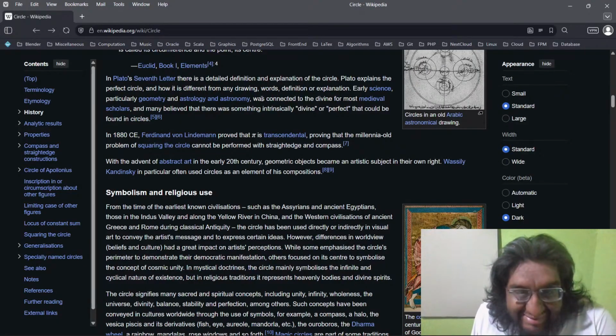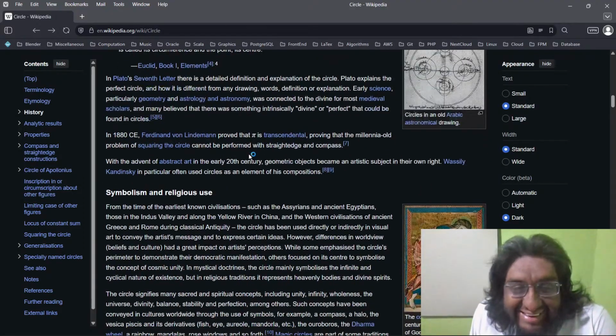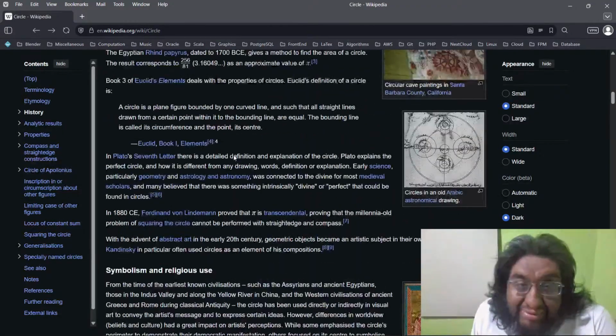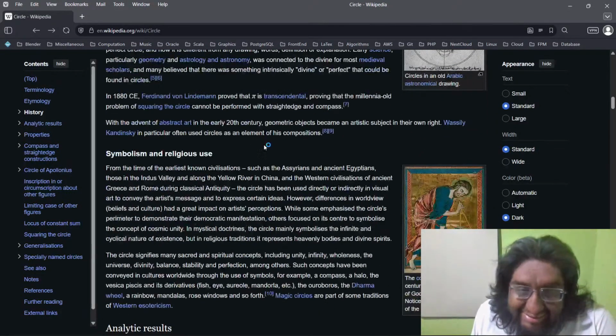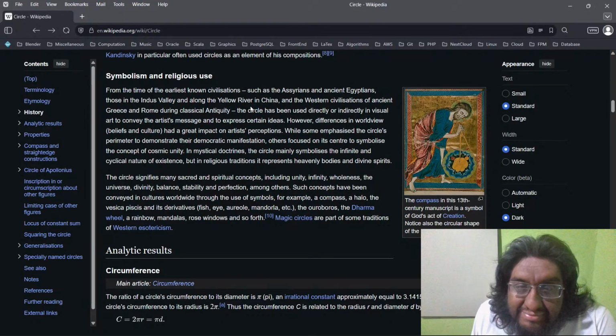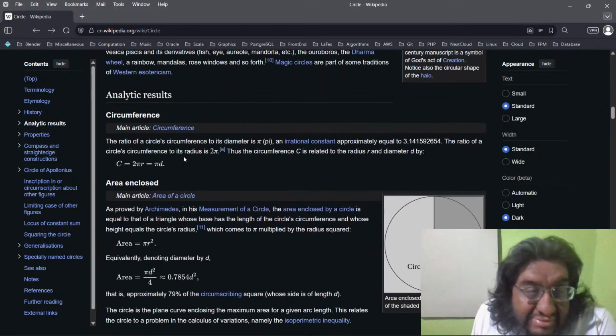Oliver Heaviside is right. Well, this worked for a long time, so don't hate me for this. It goes back to the time of the earliest known civilizations. Okay, so this is history, great.